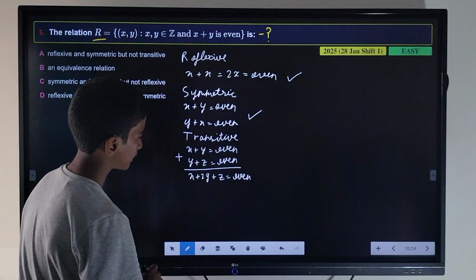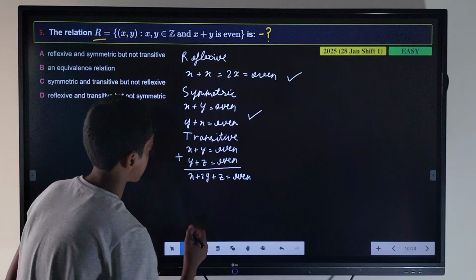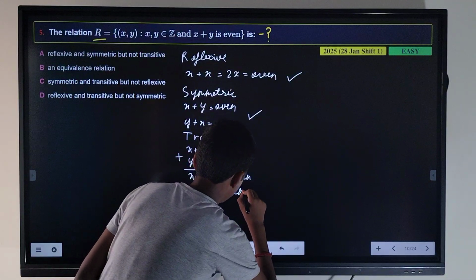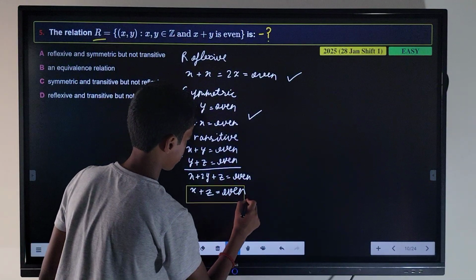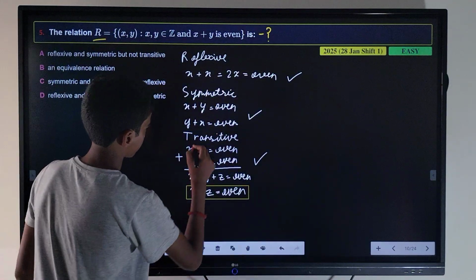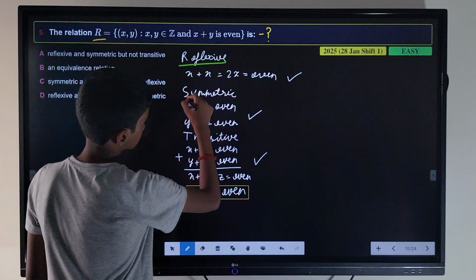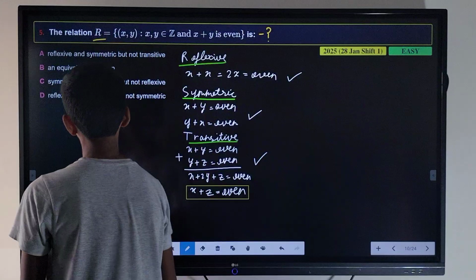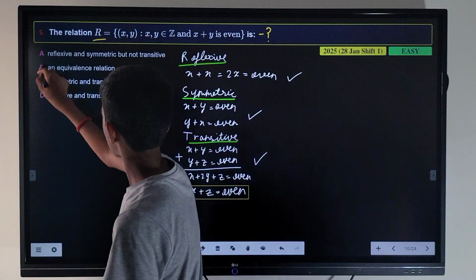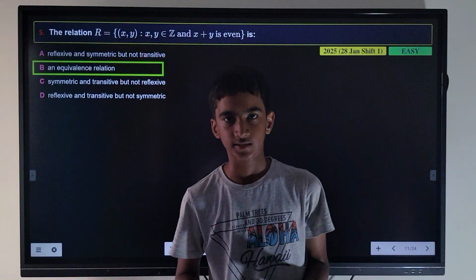Now our 2y is even, we will take it to the right hand side. Even minus even is even. So our x plus z is equal to even. So from here our relation is also transitive. Wait a minute. Our relation is reflexive, symmetric and transitive. So from here we can say that our relation is an equivalence relation. So from here we can see that our answer is correct.